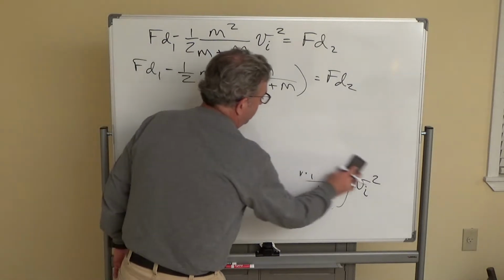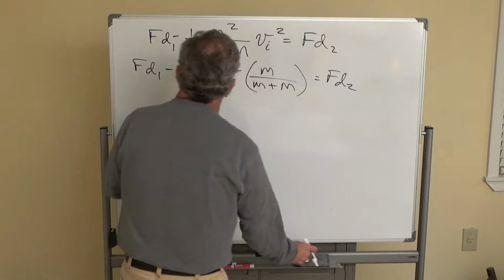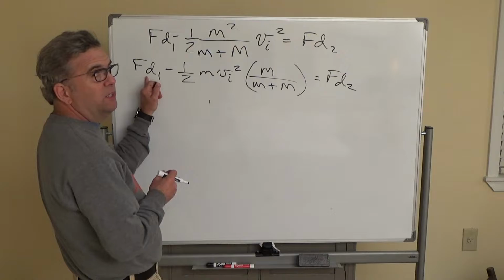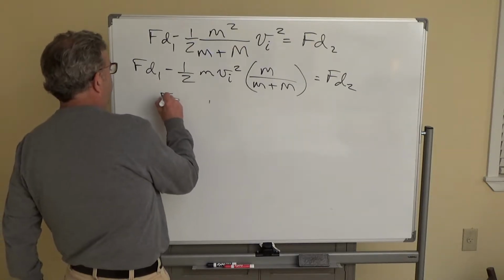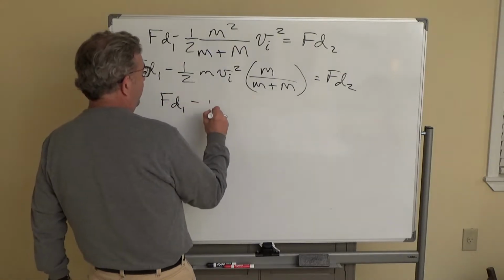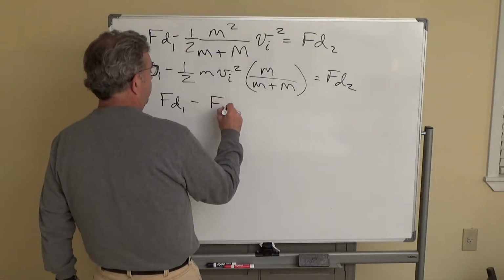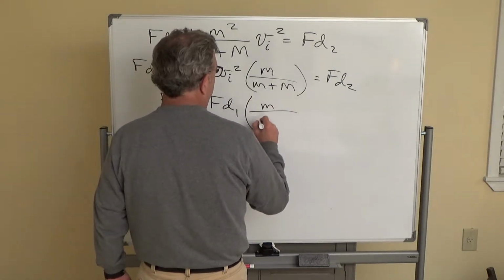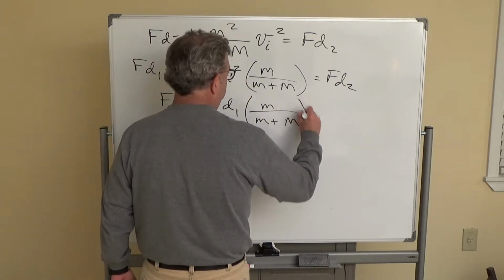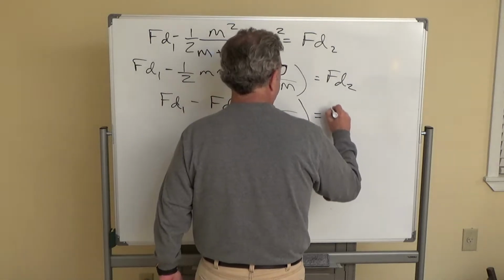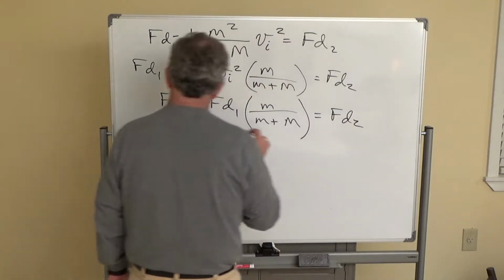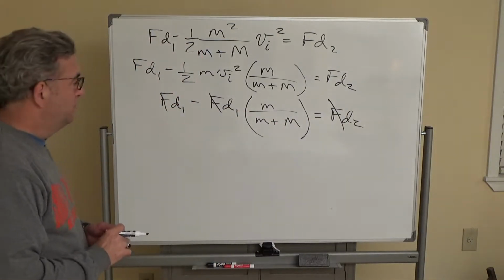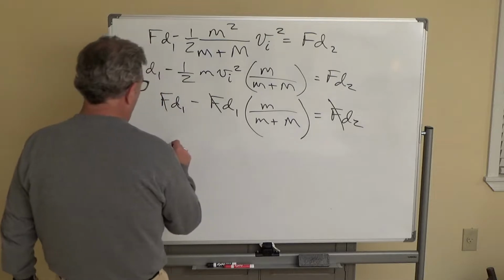But 1/2 m v initial squared is FD1. So I have FD1 minus FD1 times little m over little m plus big M. That equals FD2. All these F's cancel. Okay? Factor out a D1.